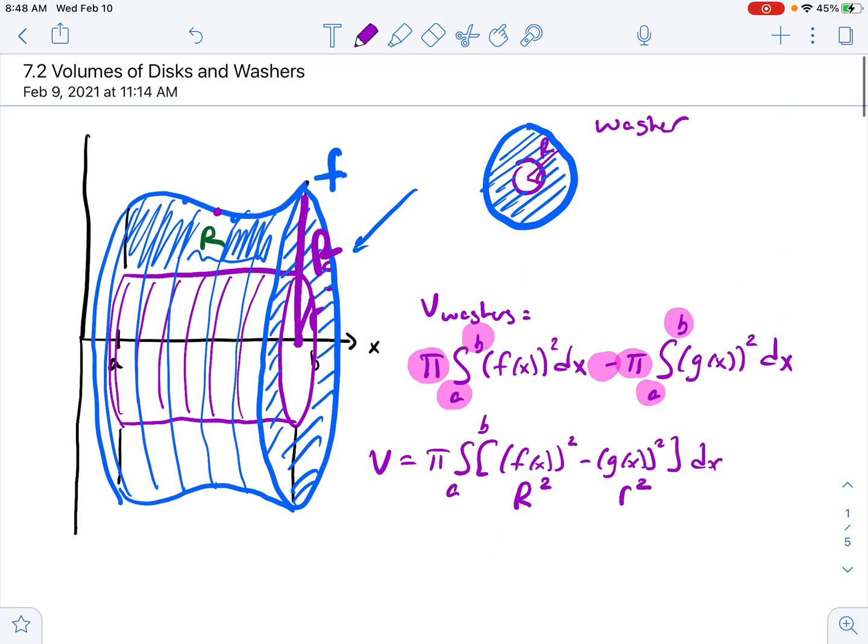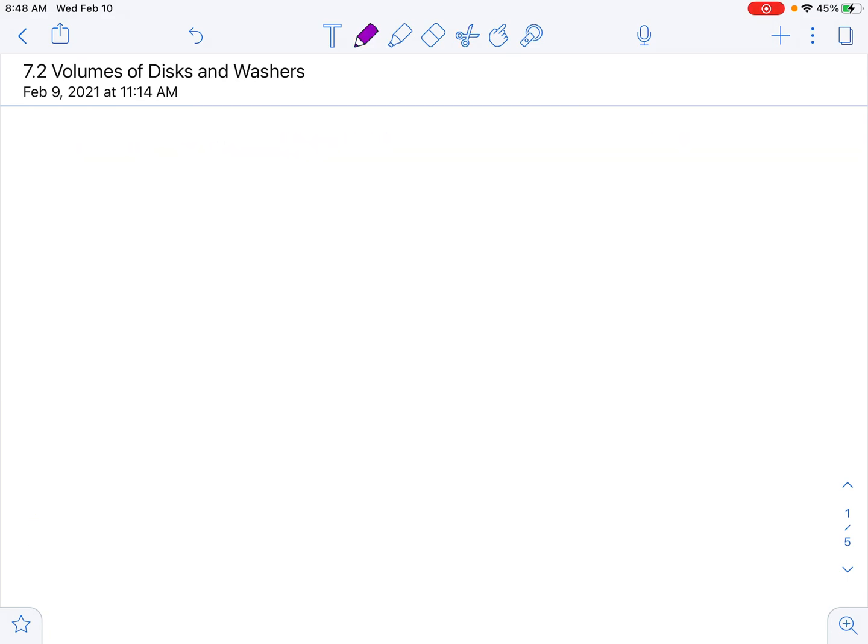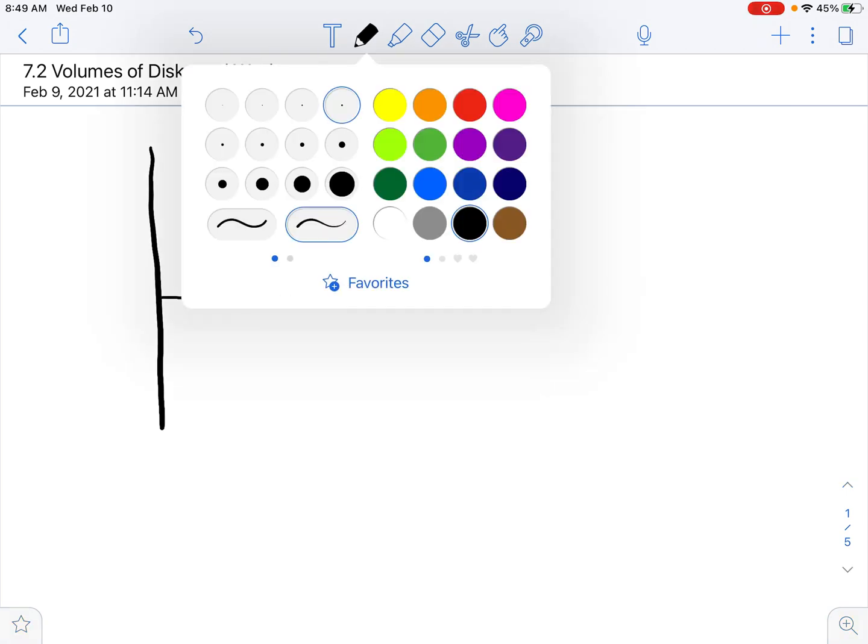All right, and then last but not least is when we take a region and we revolve it around a horizontal line other than the x-axis. Okay, so give me a second to set that up here. Just kind of get rid of all this. And again, I'll summarize all the formulas at the end here, and then you'll see it in action when we do an example, okay? So, suppose again I have some region here.